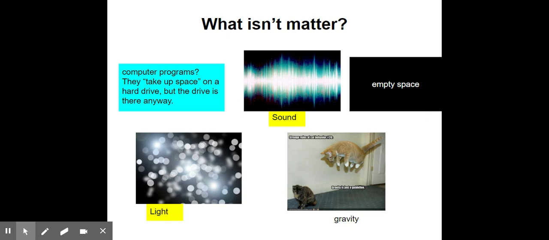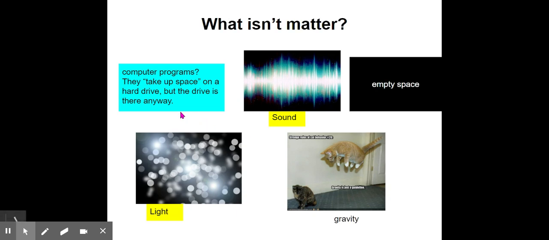So here are some things that students have thought of in previous years. So sound is not matter. Sound is a pattern of vibration moving through matter. It itself is not matter. Empty space is not matter. There's no matter in it. Light is not matter. Light is a change in electromagnetic field. Gravity is not matter. Matter has gravity, but it is not gravity.